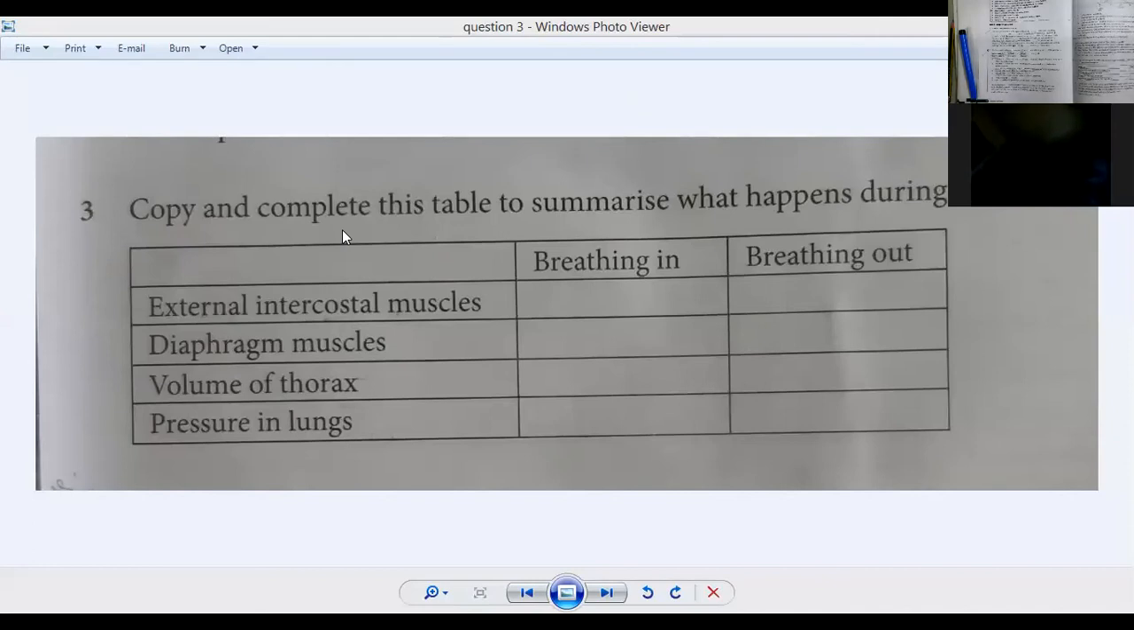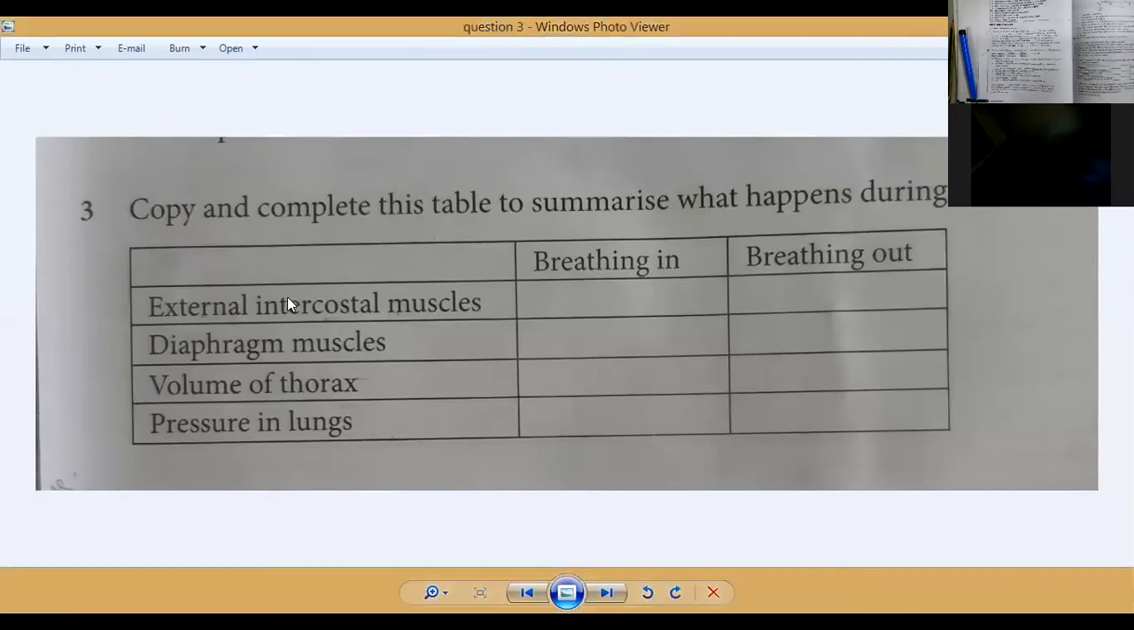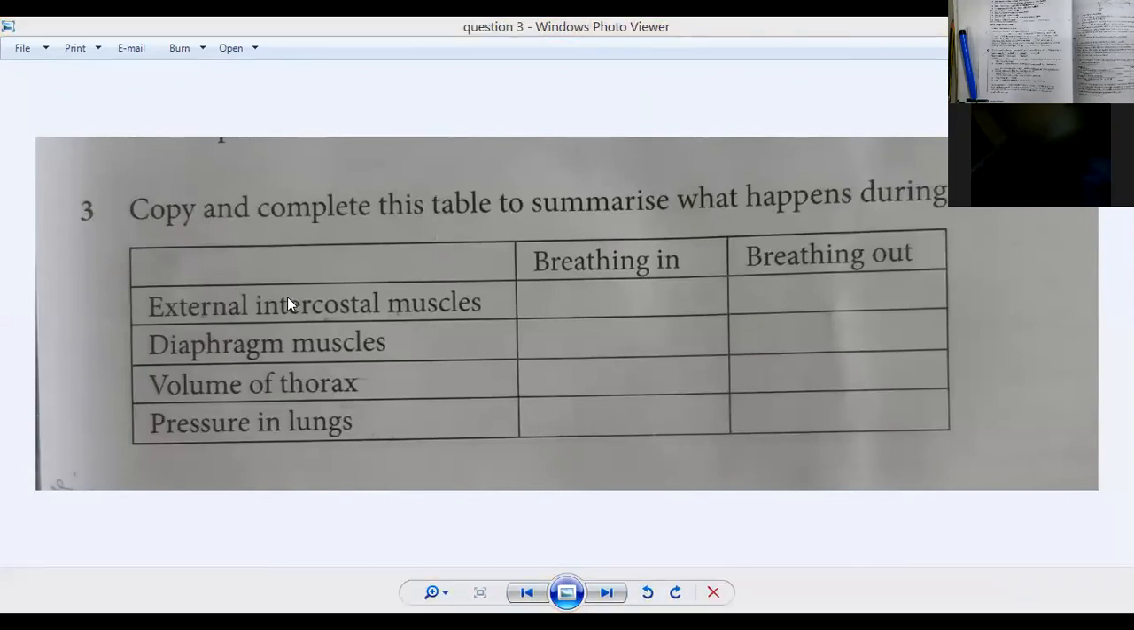Okay, thank you very much. Copy and complete this table to summarize what happens during breathing. External intercostal muscles breathing in, do they contract or not? Yes, they contract. And breathing out? No, they don't contract. Diaphragm muscles, they contract during breathing in? Yes, right. And breathing out? No. Right. Volume of thorax, what happens during breathing in?